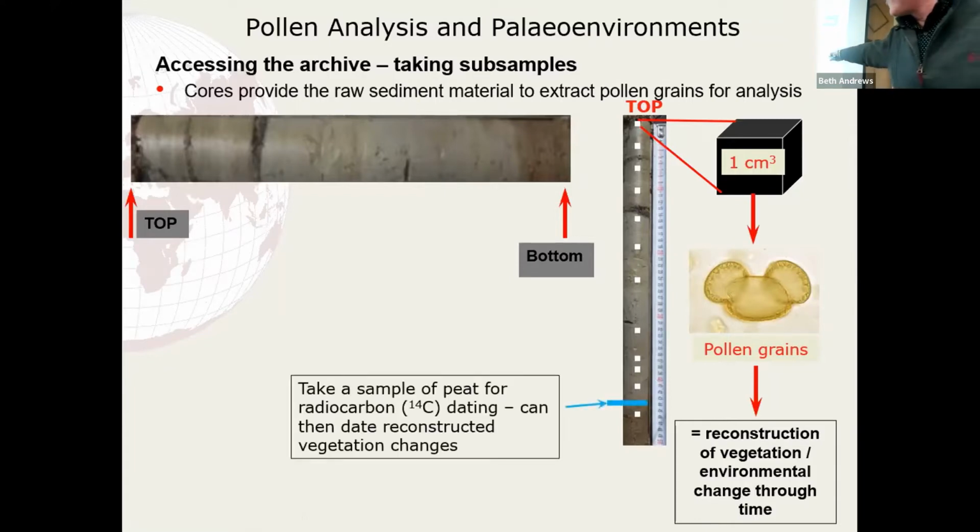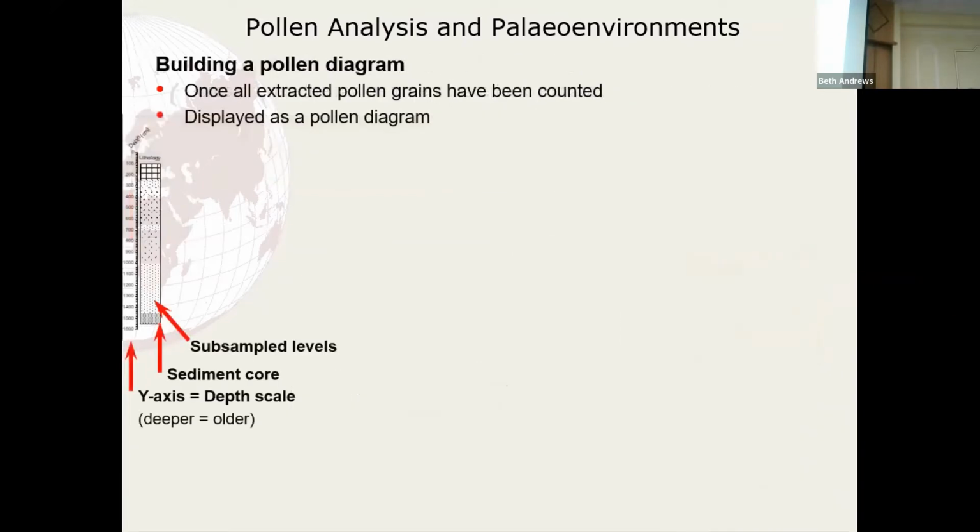And again, you've got a nice organic layer. You take a slug of that sediment, pay your £500, I think it is, and you get your radiocarbon date from East Kilbride in Scotland, and that gives you a date for that particular piece of sediment. So you've got your change through time, your date and your sediment, so you can build your pollen diagram.